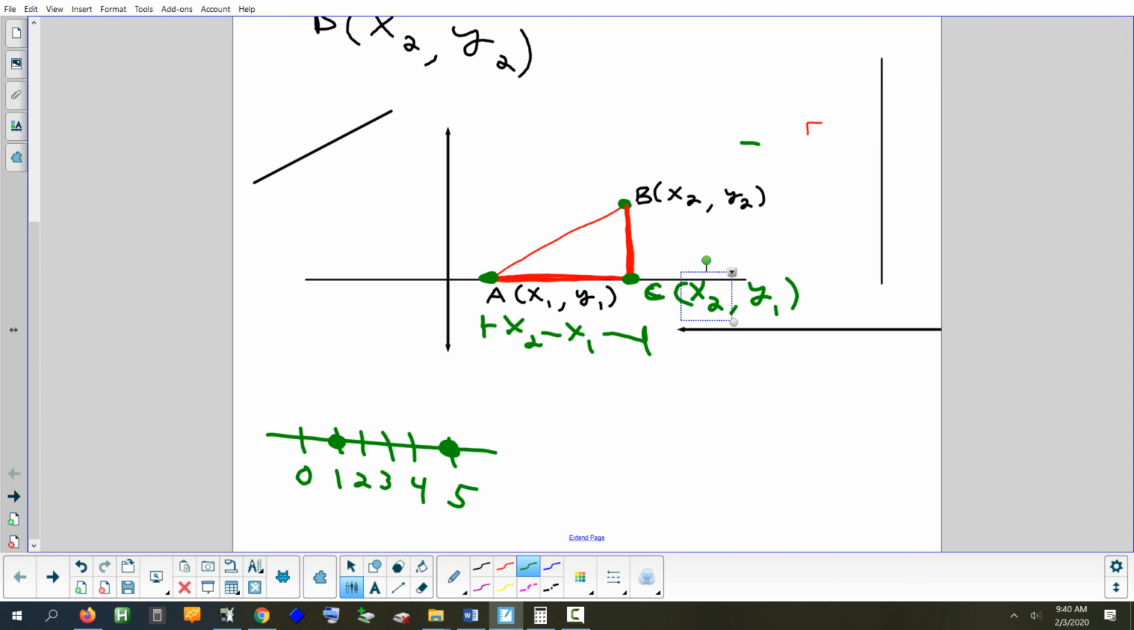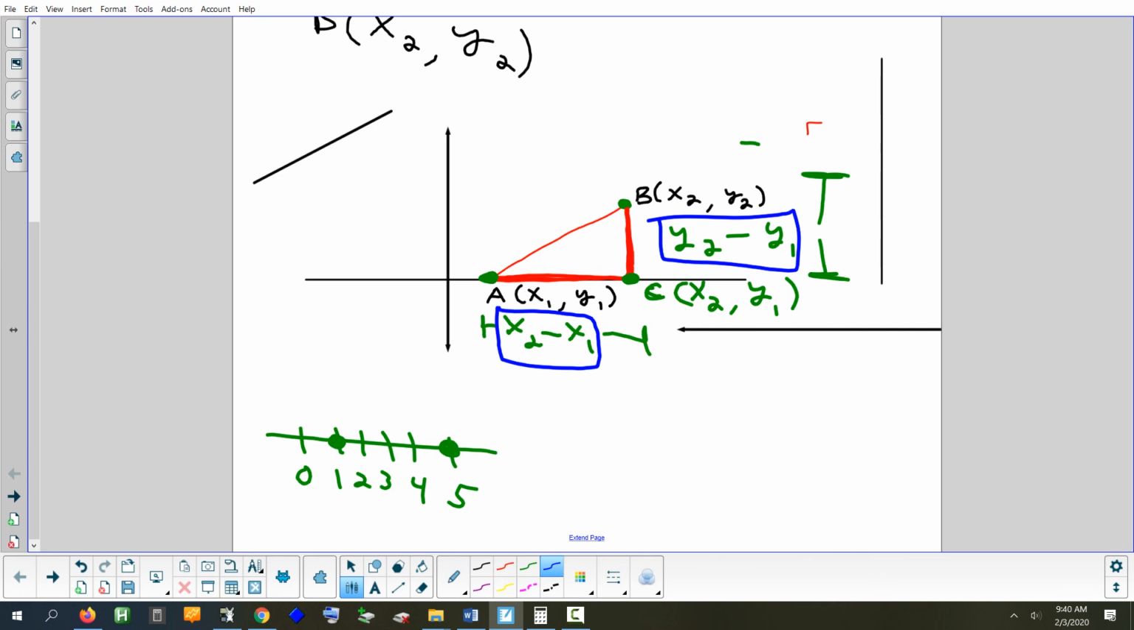Now, based on that, anyone think they can tell me how I would get the height? Still going to have to subtract two things, but what do you think I'm going to focus on this time? Yeah, go ahead, Ariel. The y values, right? y1 maybe is at 0. y2 is maybe up at 5. Subtract them, and that'll tell you how long that side is. So this is y2 minus y1, and that's the distance from here to here. So the two important things are that and that.